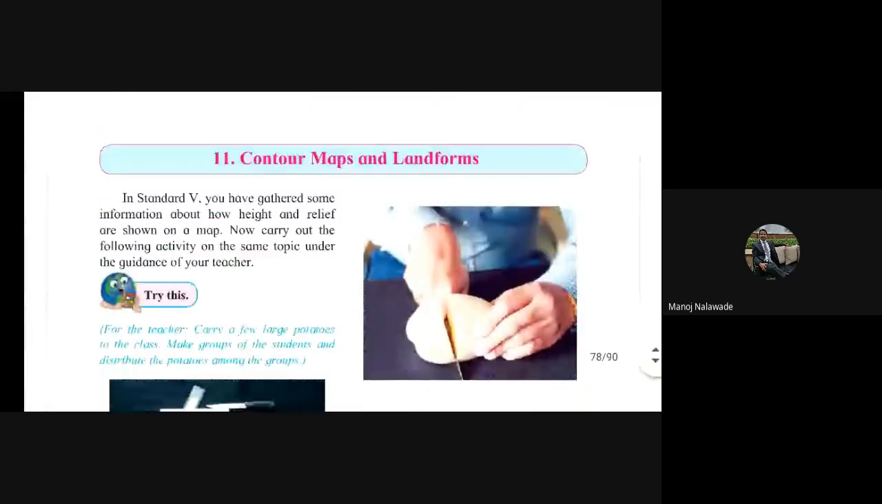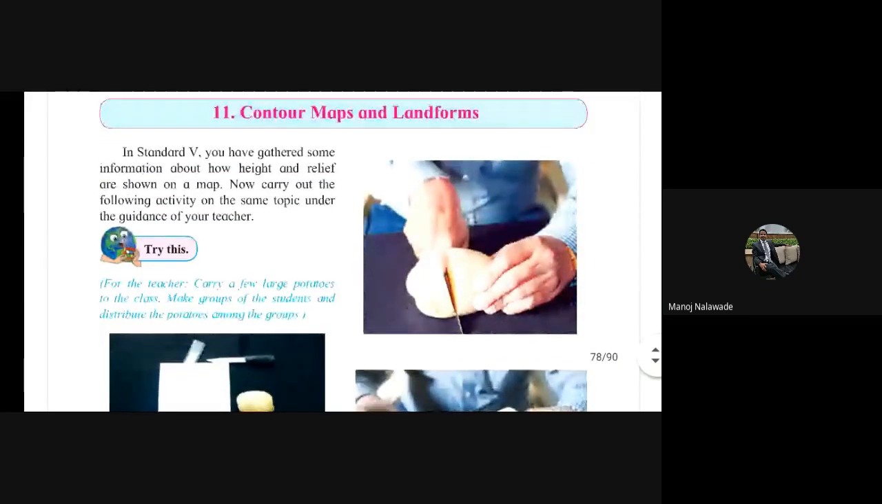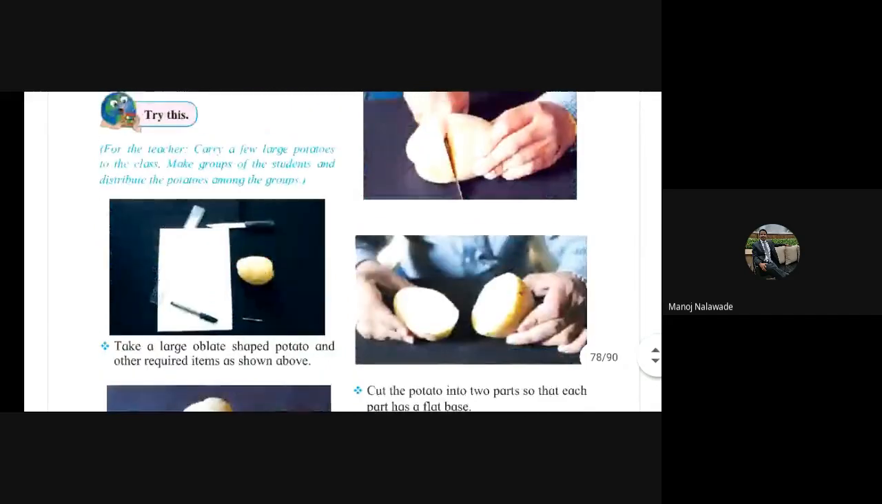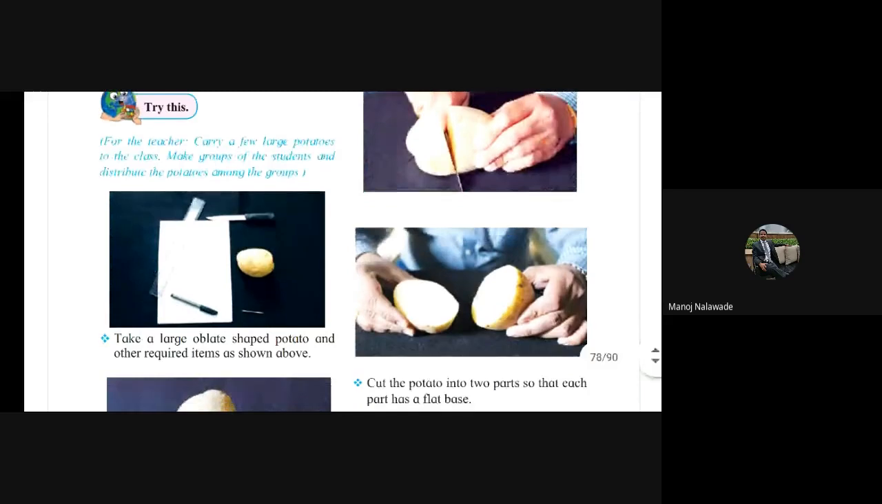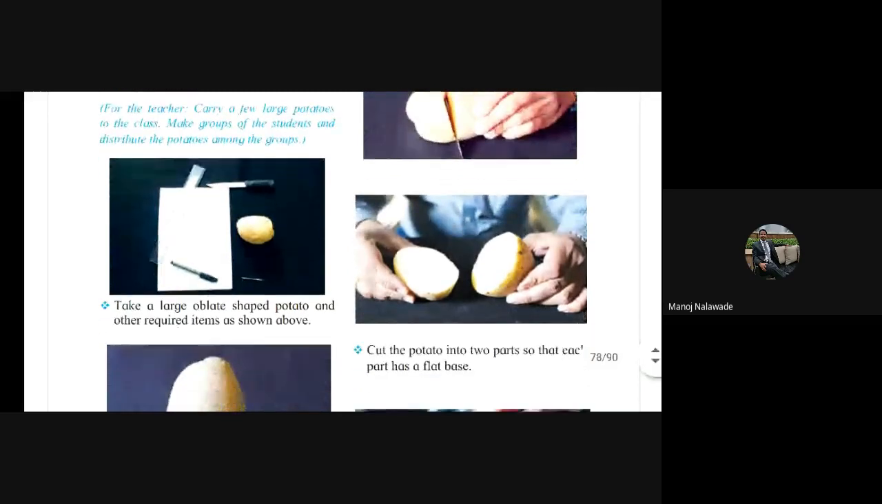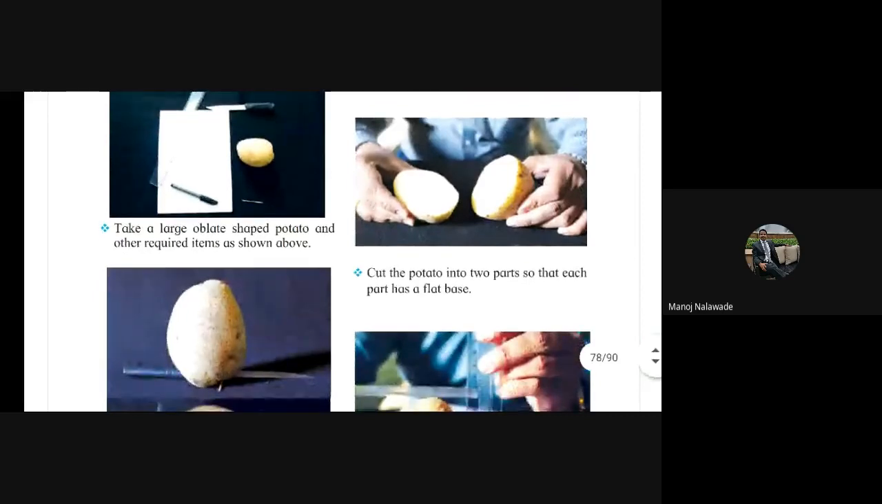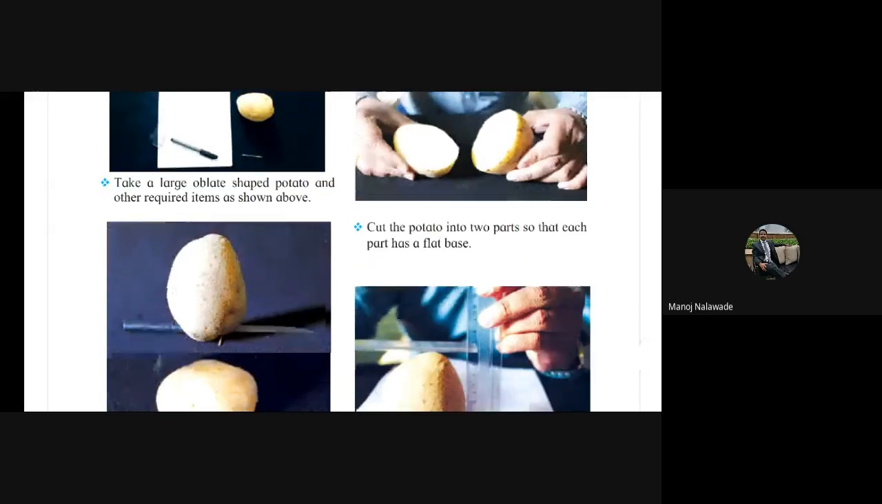So guys, let's see. In standard 5, you have gathered some information about how height and relief are shown on the map. Now carry out the following activity. So you have one activity over here, and for that, what you require is one potato. Take a large oblate shaped potato and other required items as above.